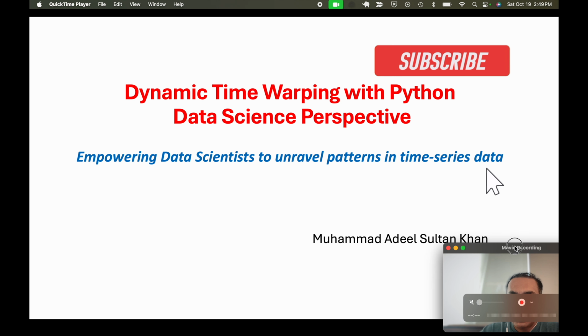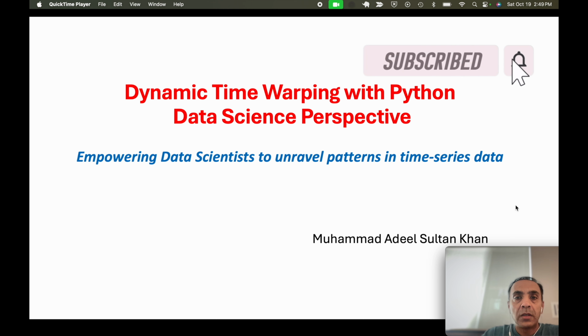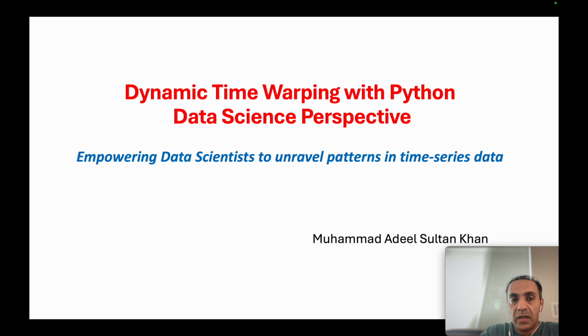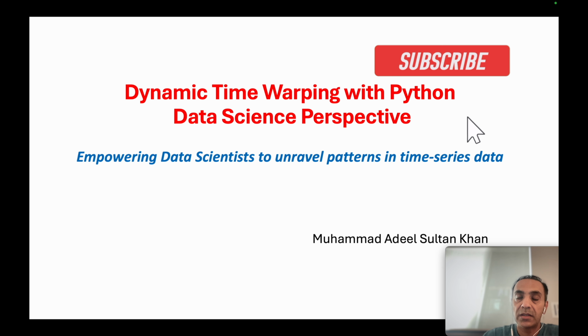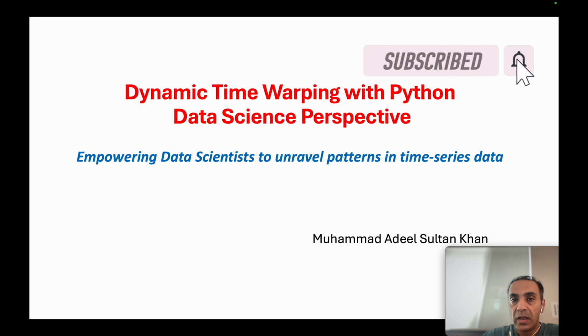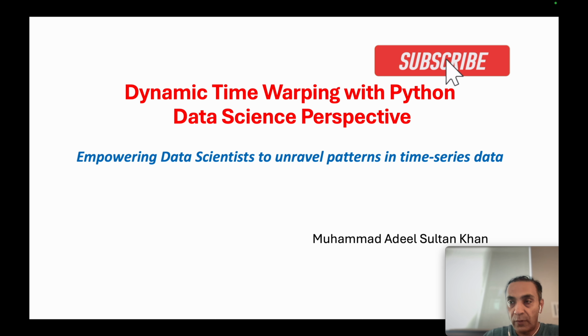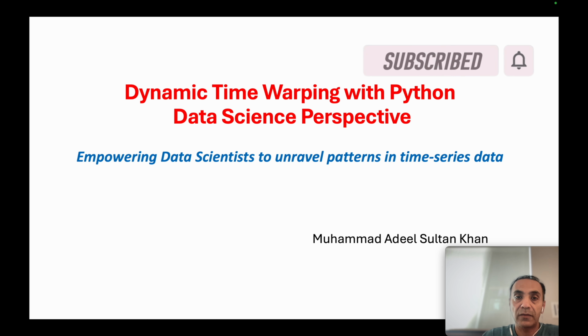Hello everyone, welcome to this course on dynamic time warping with Python from a data science perspective. Dynamic time warping is a very useful method when you want to analyze temporal sequences of data. In other words, data which is collected over a fixed frequency of time, and you have multiple sequences of time series data or temporal sequences of data that you want to compare and contrast.